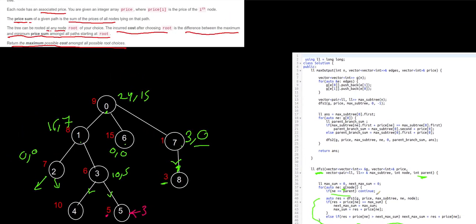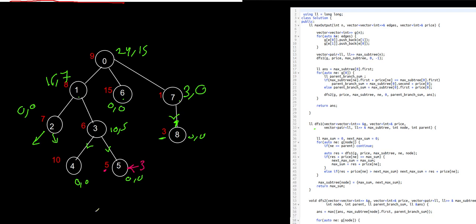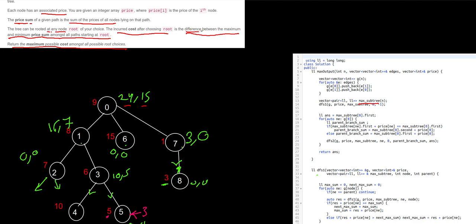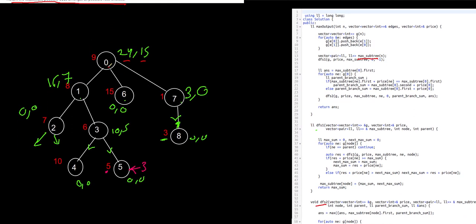Now next, the time complexity for this stage is big O of n, because we visit every node just once. Now after we calculated the max subtree table, which includes the max path sum and next max values, we need to calculate the cost of each route, and to do that we need to do another DFS function. And remember, the cost for any route is the difference between the maximum and the minimum price amongst all paths. So we start at root 0.